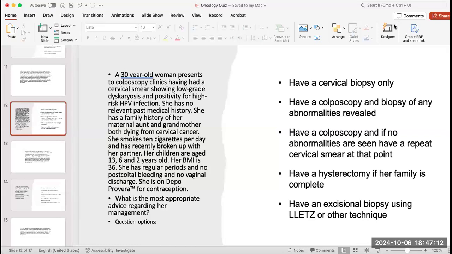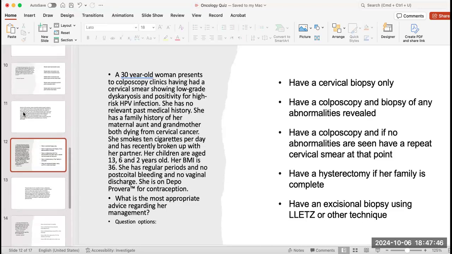So what do you think, my friends? Have a cervical biopsy, or have a colposcopy and biopsy for any abnormality revealed, or have a colposcopy and, if no abnormality is seen, have a repeat cervical smear, or have a hysterectomy if her family is complete, or have an excisional biopsy using LLETZ. So everybody has chosen B.